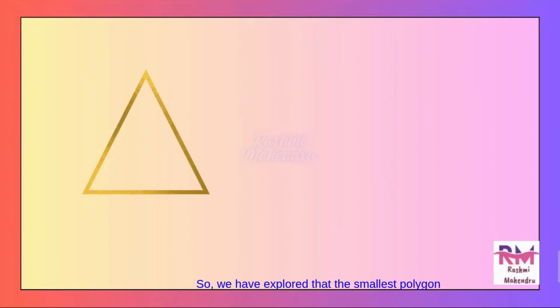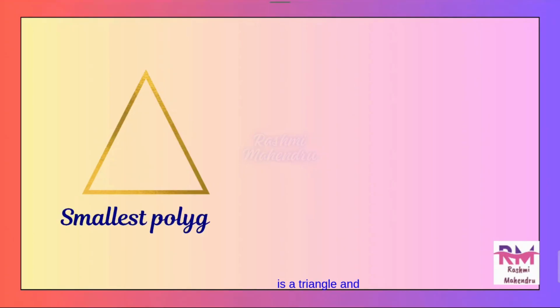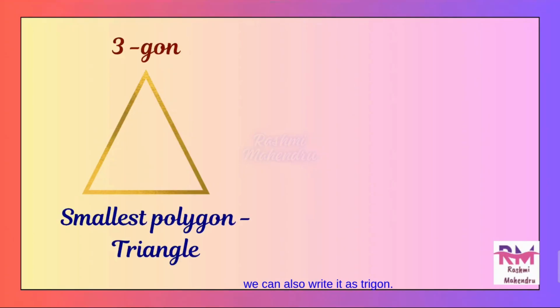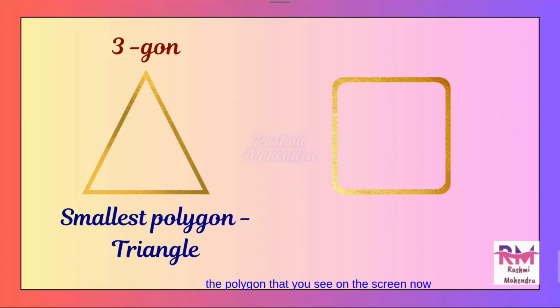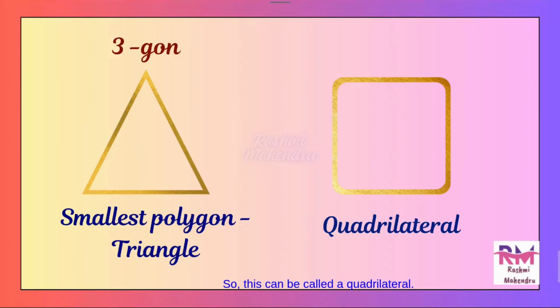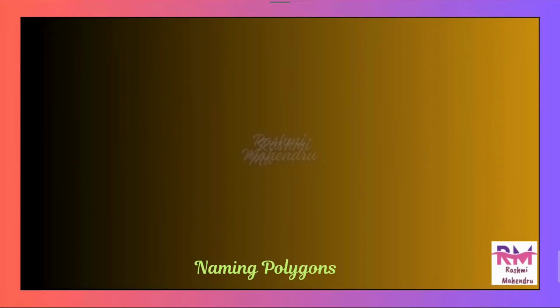So we have explored that the smallest polygon is a triangle and we can also write it as trigon. Now we will slowly and gradually remove the prefix poly from gon and replace it with the number of sides. For example, the polygon that you see on the screen now has 4 sides. So this can be called a quadrilateral. Quadri means 4, lateral means sides. So it has 4 sides, or we call it a 4gon. So polygon, and in place of poly we are writing the number of sides.